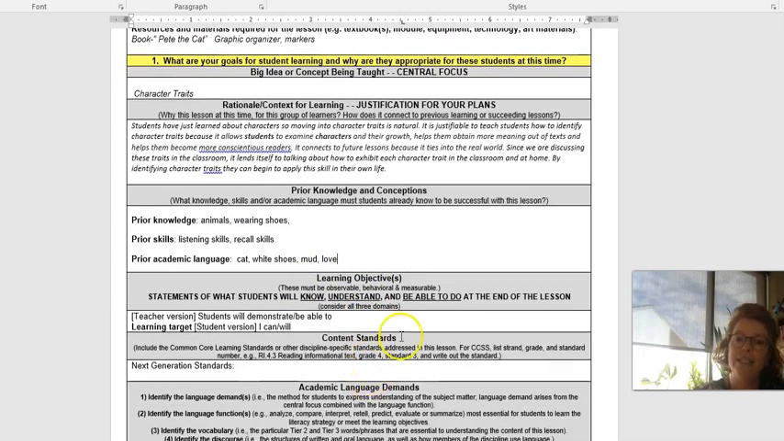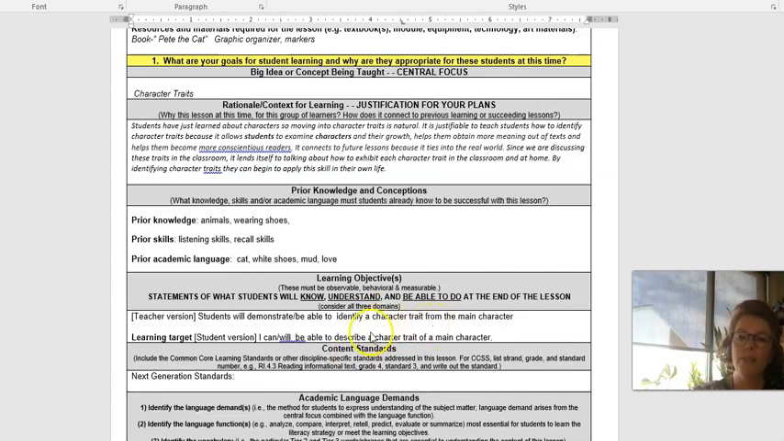All right, the next is the learning objective. This is super important. We need to write it twice, once for the teacher's version and once for the students. So I'm going to pause while I type this. Okay, so we need the teacher's version: to identify a character trait from the main character. And then the student's version: I will be able to describe a character trait of a main character.